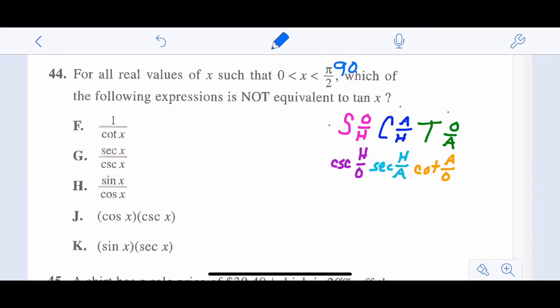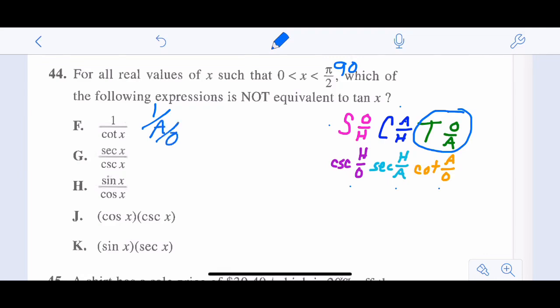And then we have the reciprocals. Cosecant, hypotenuse over opposite. Secant, hypotenuse over adjacent. Cotangent, adjacent over opposite. So we want to see when we put these together, we're looking for opposite over adjacent. Which one does not give us opposite over adjacent? So 1 over cotangent x is 1 over adjacent over opposite.